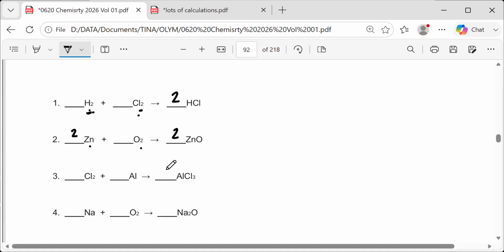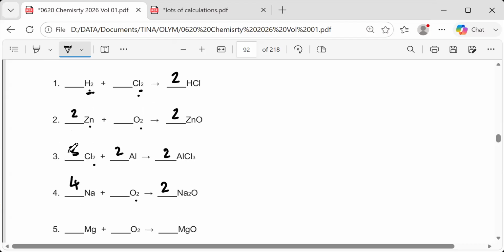So 2 to make it 6. 2 times 3 is 6, 2 times 3 is 6, and then here 2 aluminium. Okay. Here needs 2 oxygen, so you put 2 in front. But now you have 4 sodium. Do you understand why you have 4 sodium? Yes, because you need to multiply. Okay, last one. No, last two.